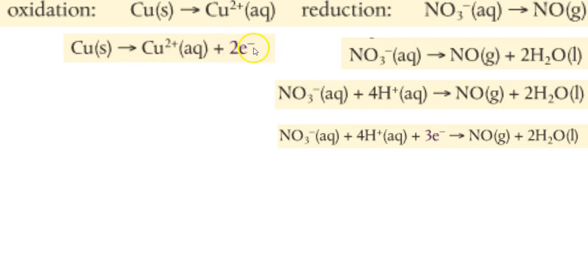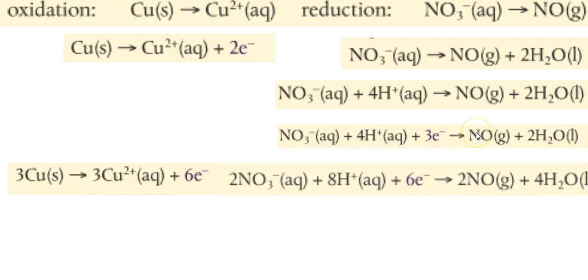So for this, the least common multiple of 2 electrons and 3 electrons is 6. So I'm going to need to multiply this equation here by 3. And that will give us 3 copper equals this. And then I'm going to need to multiply this equation by 2. And that will give me this equation here. Now all I'm going to do is add the 2 equations together.